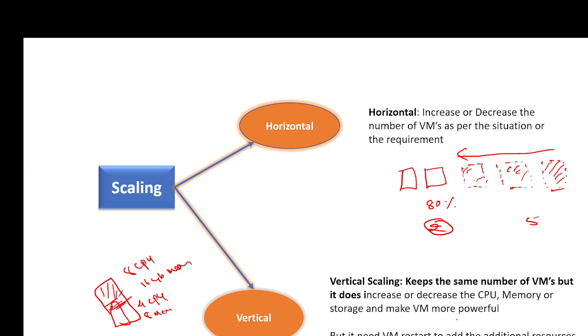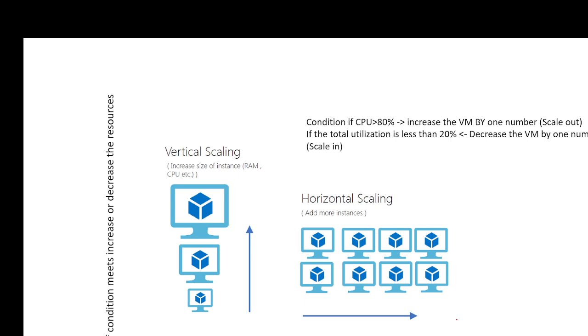Either you are increasing or decreasing based on the condition. You may say that as soon as the 90% is reached, increase the size to the next level, or as soon as the utilization goes below 40%, decrease the size of the virtual machine by one. That is called vertical scaling. In case of vertical, we need to restart the server, but in case of horizontal, we don't need to restart the servers. That is the scaling.